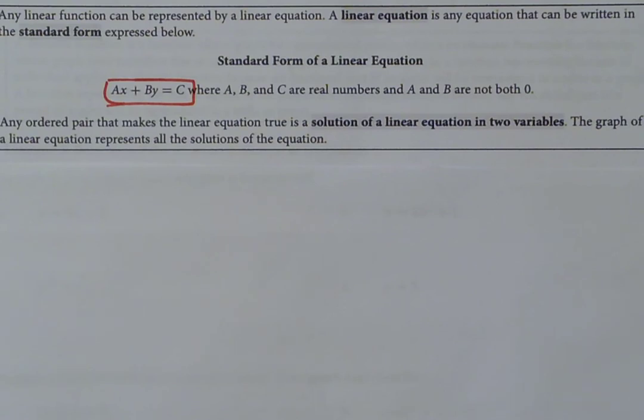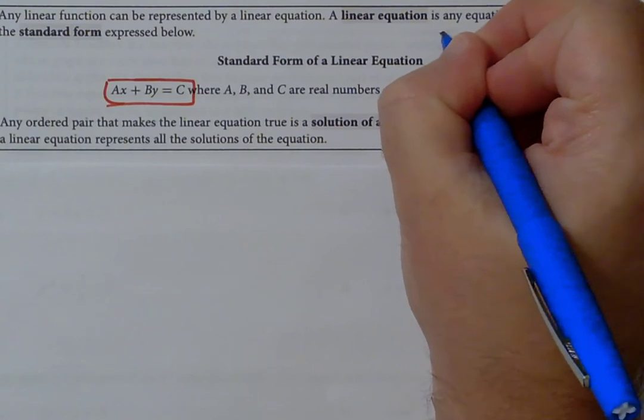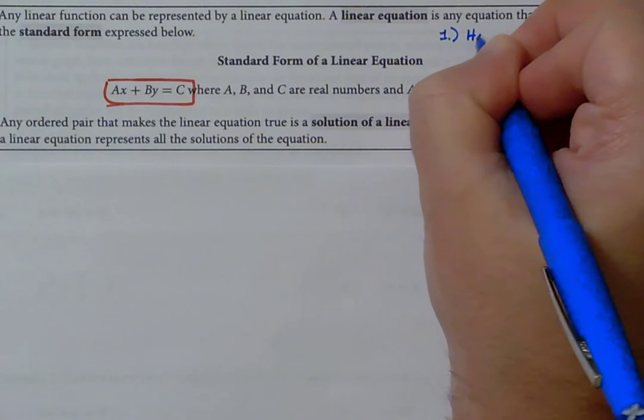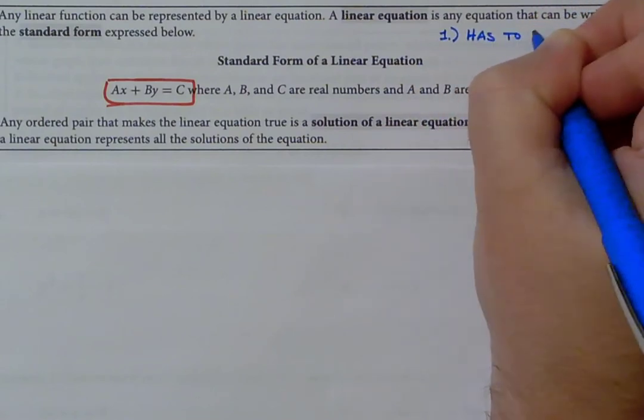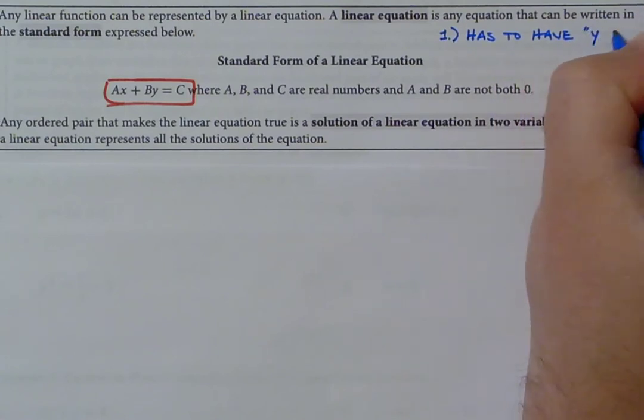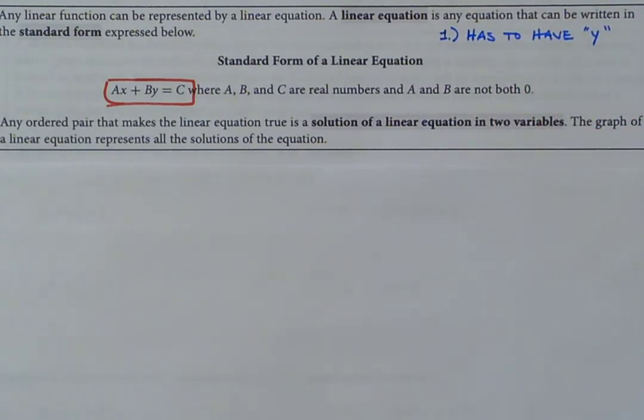There's just a few things that we have to know or see in our equations to make something a linear equation. So one thing is the equation has to have y. So it has to have y in the equation for it to be a linear equation, if y is not involved in the problem, it is not linear.